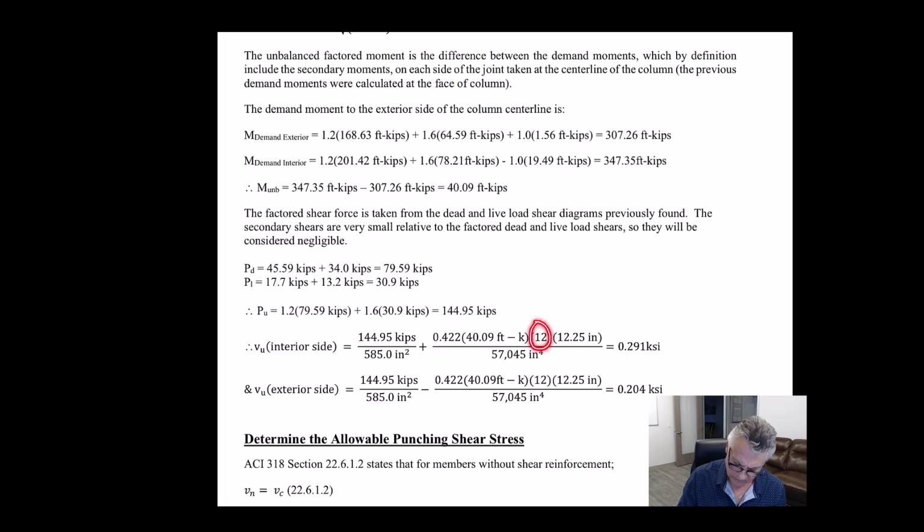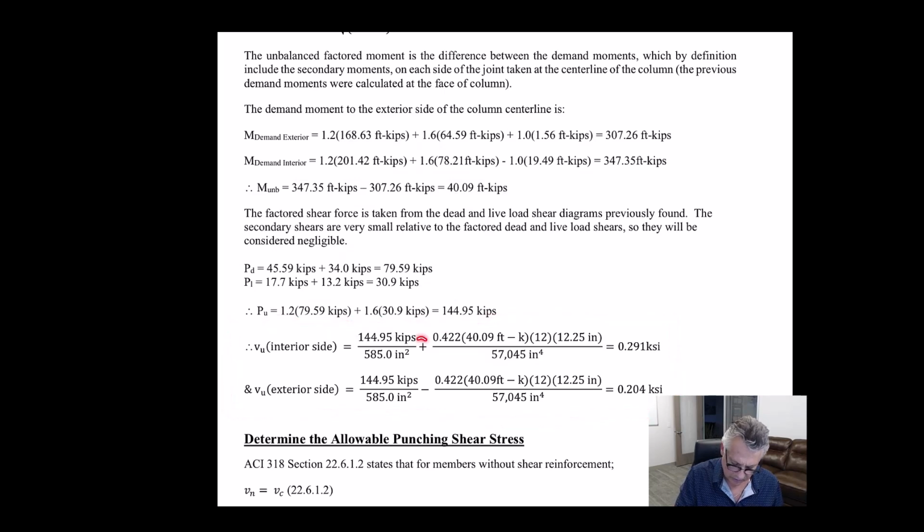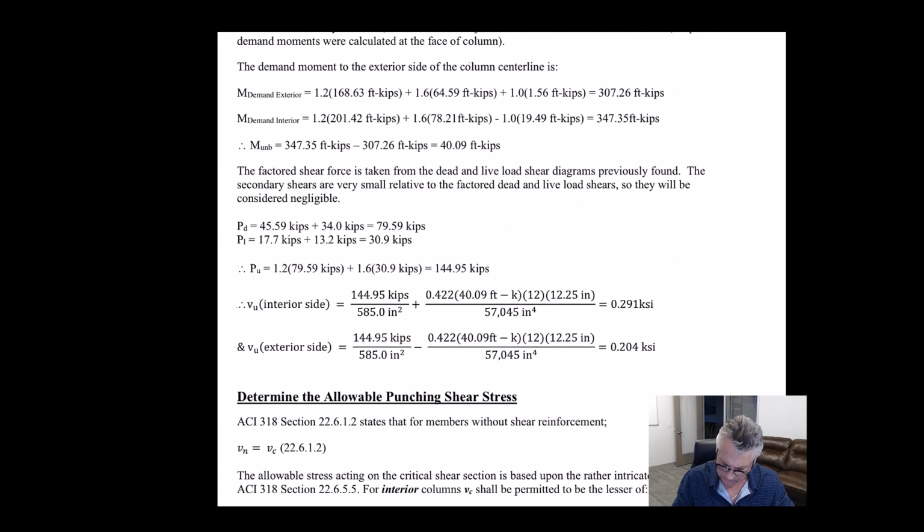Multiply that by 12 to get it to inch-kips, and then we're multiplying by the distance from the centroid of the section to the far face of the critical section, just like we would a YT or a YB in a beam. And we're dividing by the polar moment of inertia. So look at these equations. Just take a second and look at them. There's only one difference. On the interior side, these are additive. On the exterior side, the unbalanced moment is actually subtracting from the direct shear stresses. So that's not the critical side.